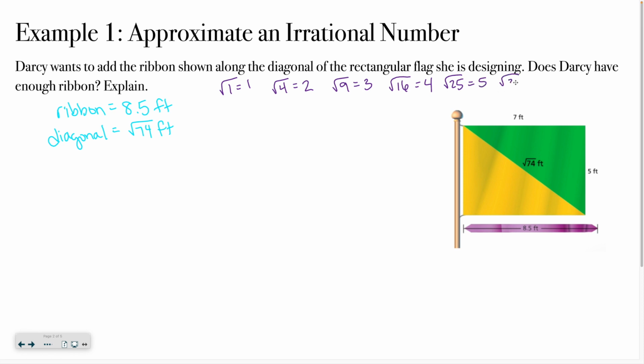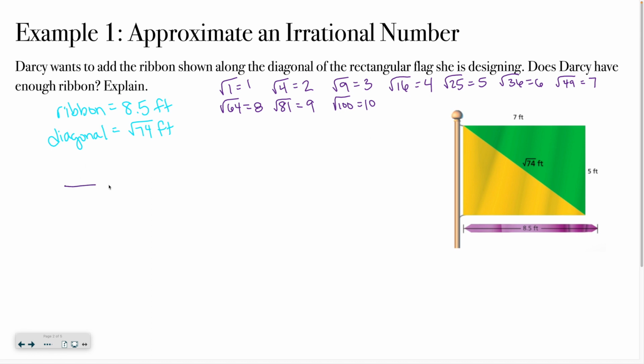6 squared is 36. 7 squared is 49. 8 squared is 64. 9 squared is 81. 10 squared is 100. And I'm going to stop right there. The reason I'm going to stop is because I am now reaching numbers that are bigger than the square root we were originally talking about, right?